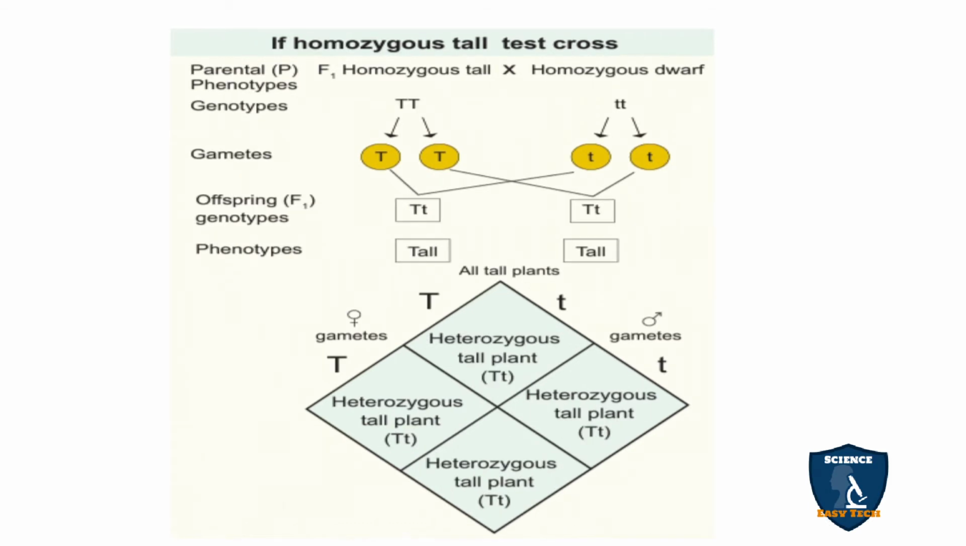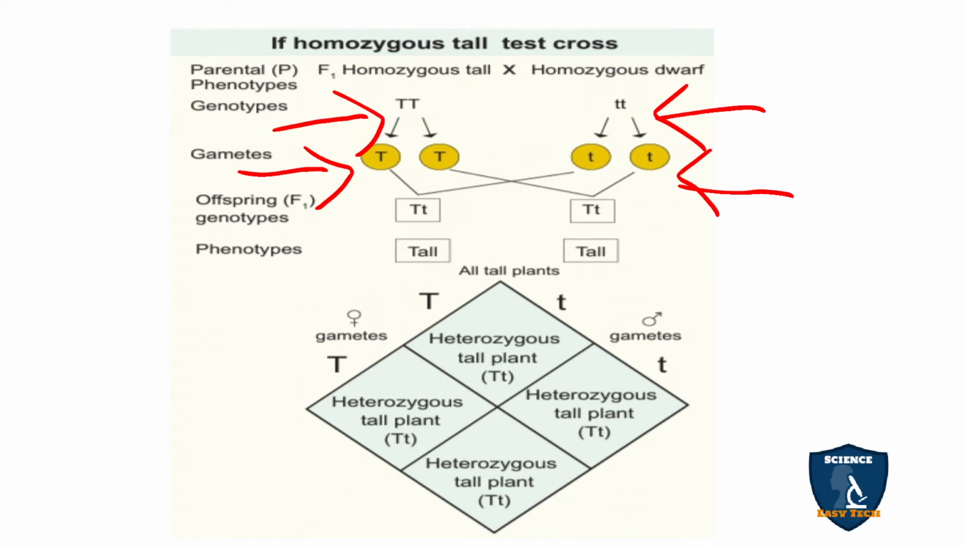The next cross is if a homozygous tall test cross takes place, that is, in F1 capital T capital T is taken and crossed with small t small t. The gametes will be capital T and small t, and now it is crossed. You will get in F1 capital T small t, that means all are tall. So all the individuals are tall here.